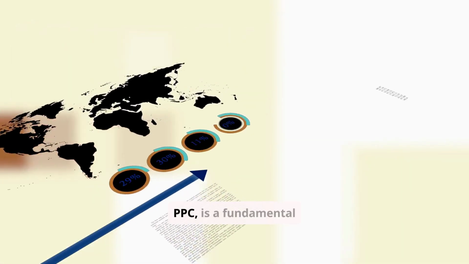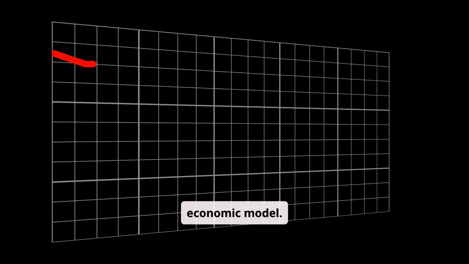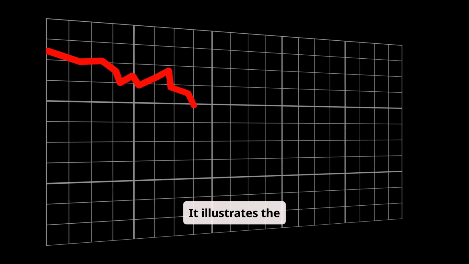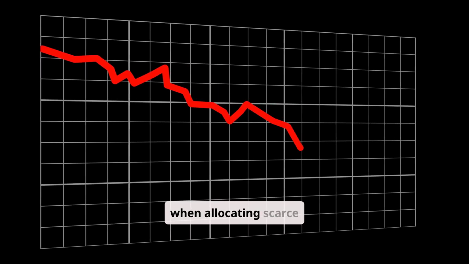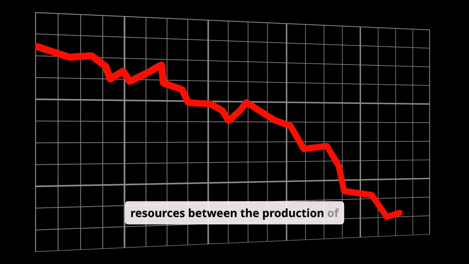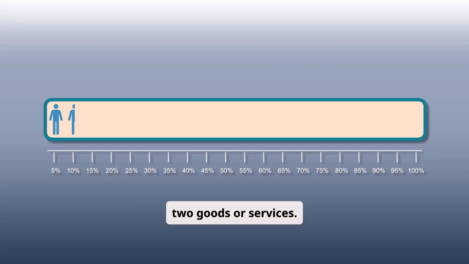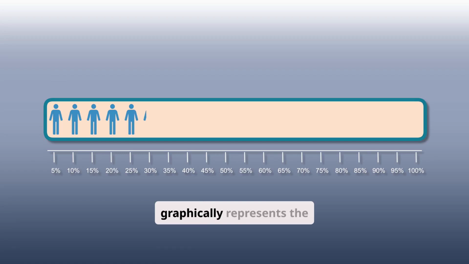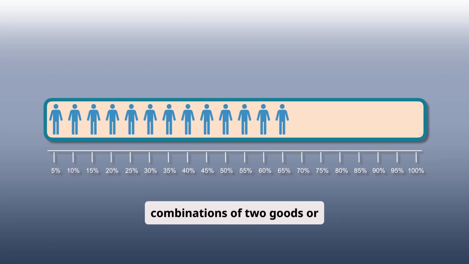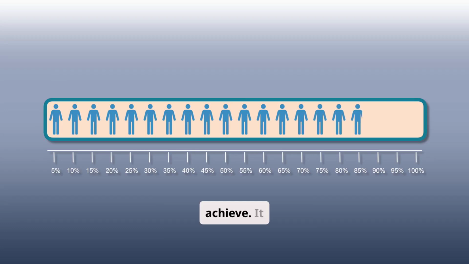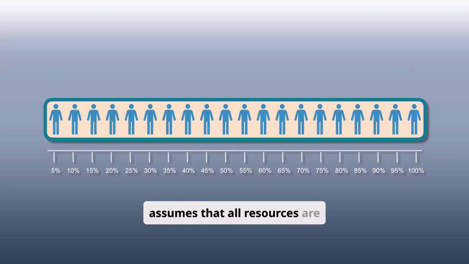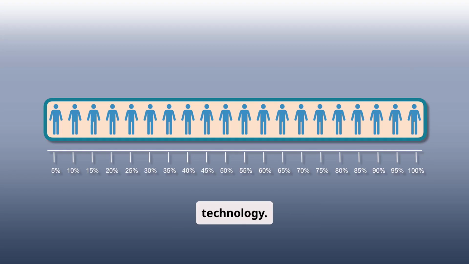The production possibility curve, or PPC, is a fundamental economic model. It illustrates the trade-offs an economy faces when allocating scarce resources between the production of two goods or services. This curve graphically represents the maximum possible output combinations of two goods or services an economy can achieve. It assumes that all resources are fully and efficiently employed at a given level of technology.